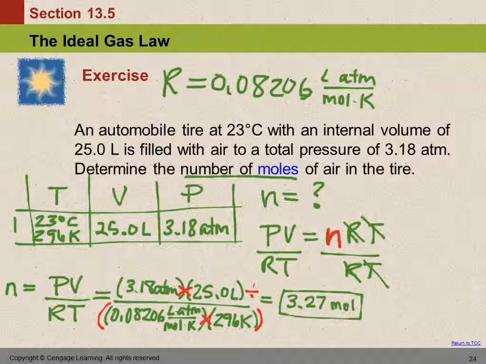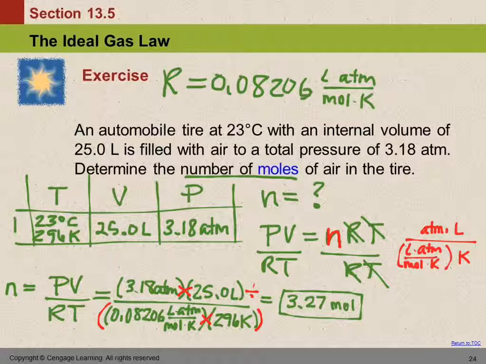Your question? Yeah, the answer says moles. How do the units work out? Okay, so let's look at that because that's a good question. These units are messy because we have a fraction within a fraction. So over here, what we've got going on with just the units is we have atmospheres times liters on top. And on the bottom we have liter atmospheres per mole Kelvin times Kelvin.